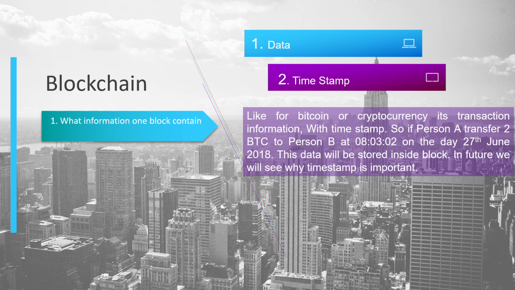Now the second thing is the timestamp. We know that blockchain contains a timestamp. Every data is stored with a timestamp. So whenever we are transferring one Bitcoin to another, the transaction information is stored with the timestamp. You can refer to the image here: if person A is transferring Bitcoin to person B at a particular time, the data will be stored with the timestamp. We'll look into the importance of the timestamp.